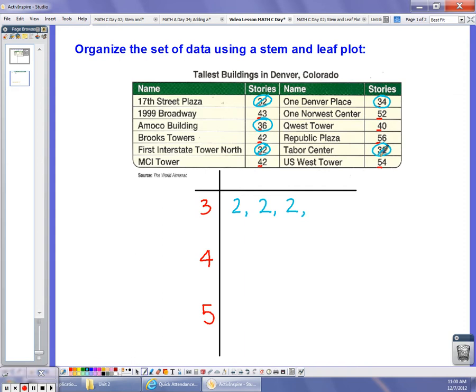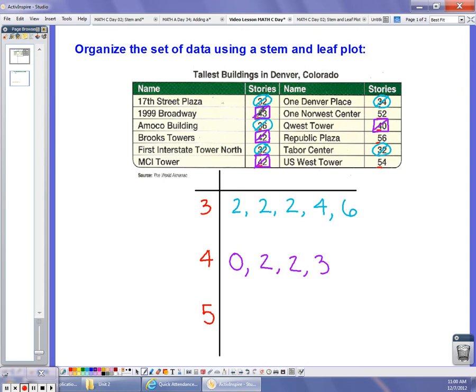And I also have a 34, and I have a 36. Once I'm done with my 30s, I'm going to go on to my 40 values. So I have a 43, a 42, another 42, and I have a 40. I'm just going to put those in order from least to greatest next to the 4, which represents my 40s. So I have a 0 for 40. I have two 42s, so I'll put in two 2s. And I have a 43.